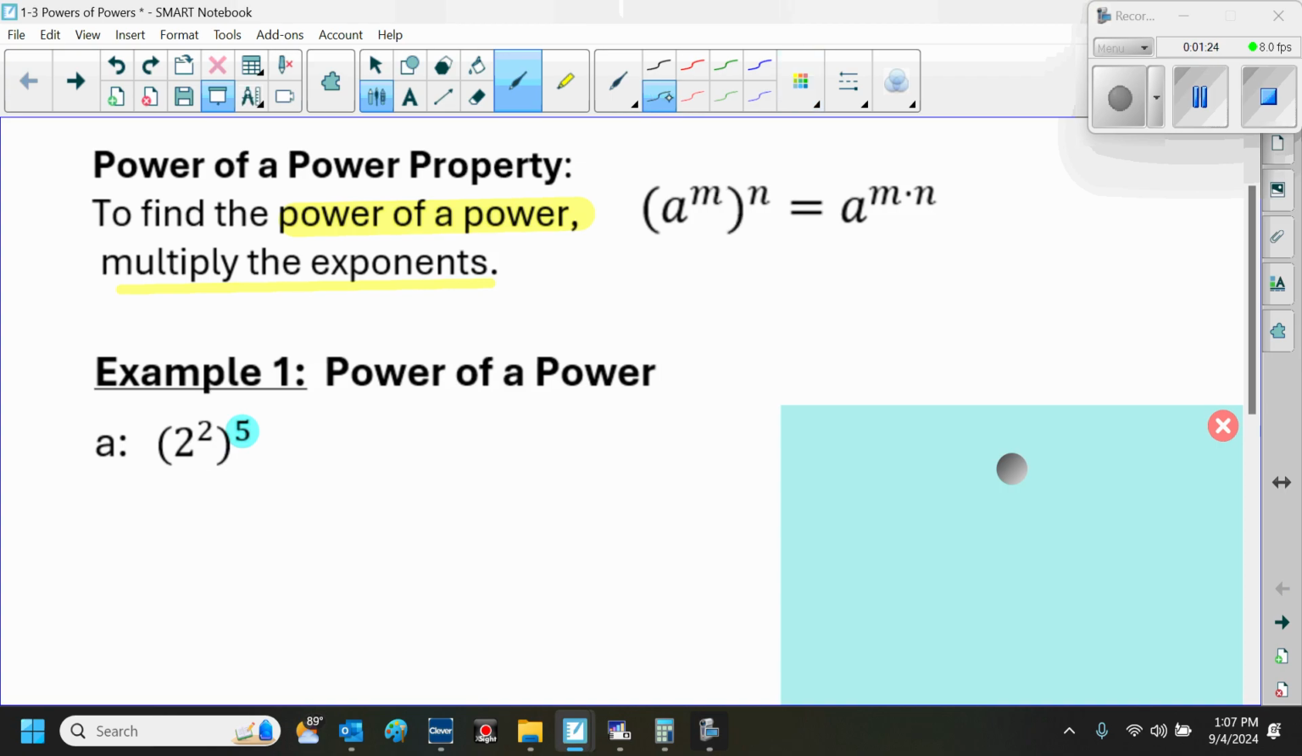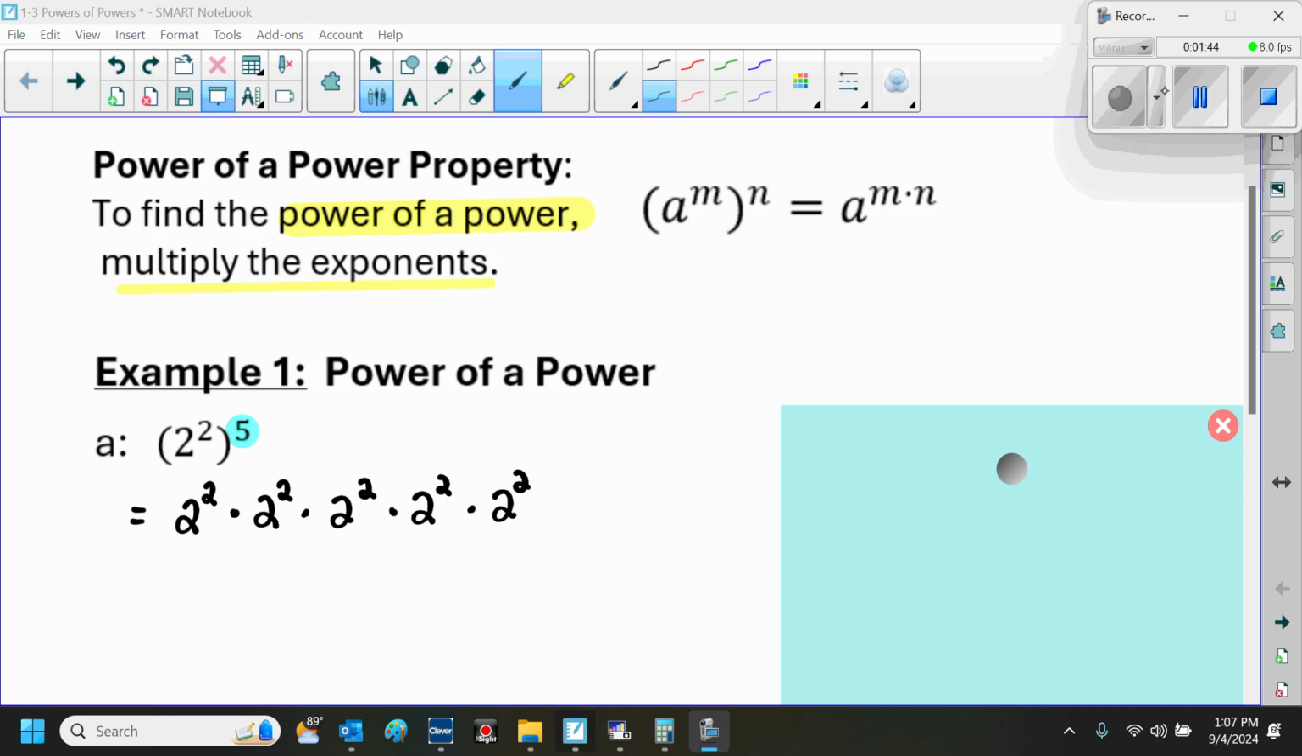So that says 2 to the 2nd power times 2 to the 2nd power times 2 to the 2nd power times 2 squared times 2 squared. That's 1, 2, 3, 4, 5.